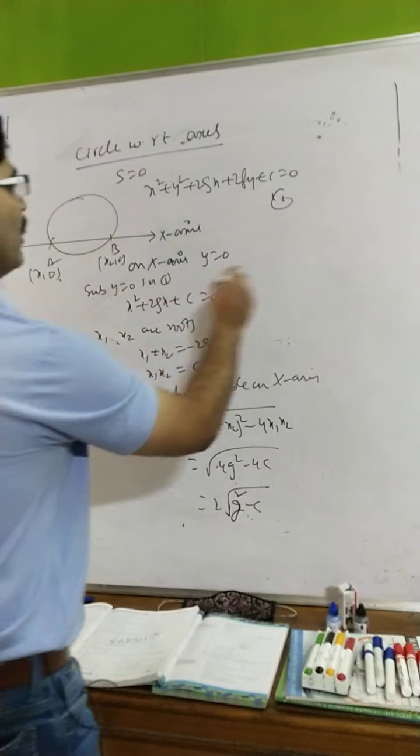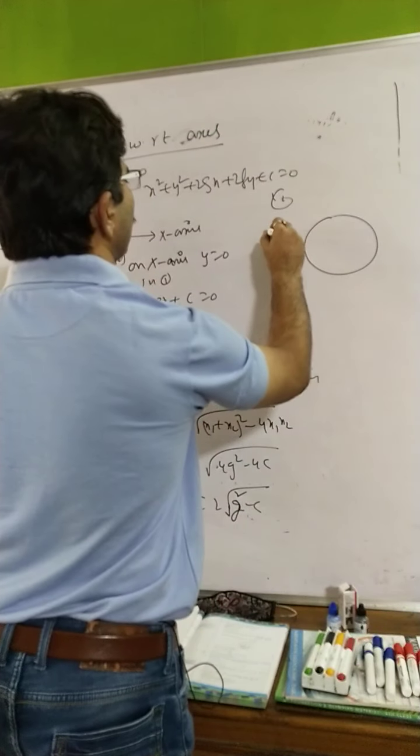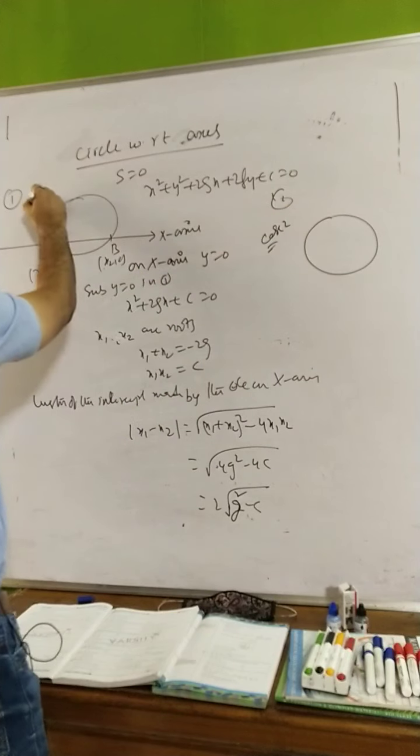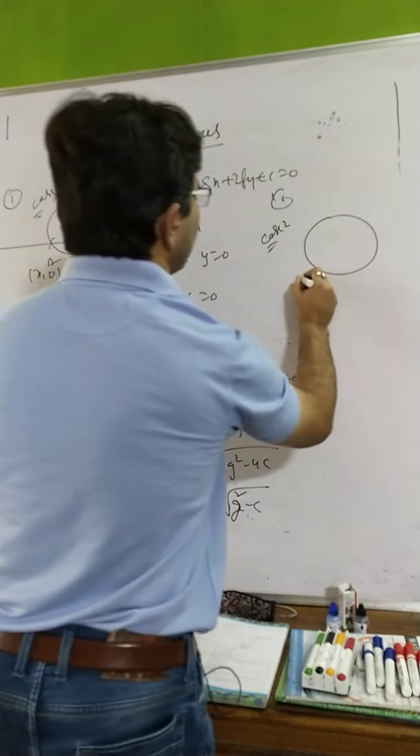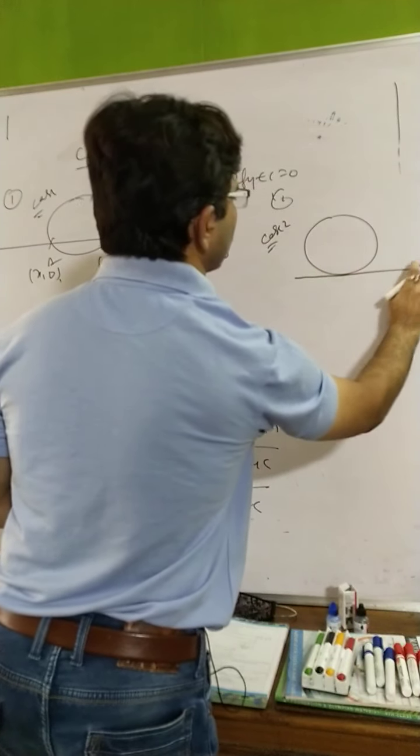Now, if the same circle is going to touch, case 2, you see this. This is case 1. Case 2 is, let us assume that the circle is going to touch the x-axis.